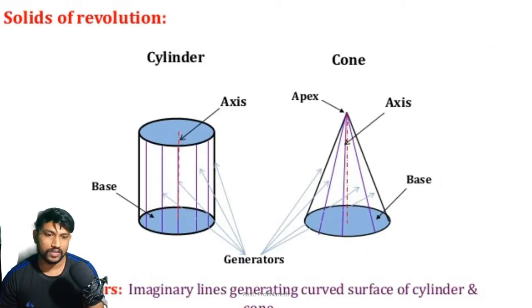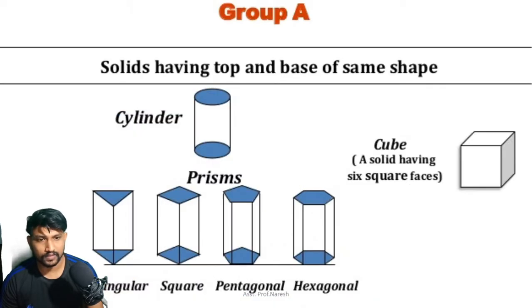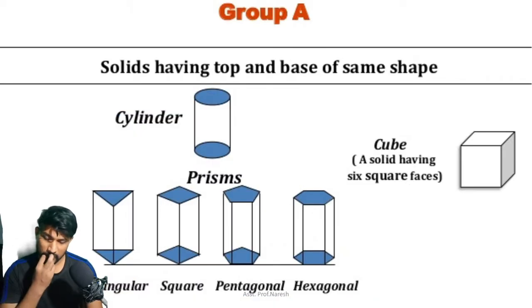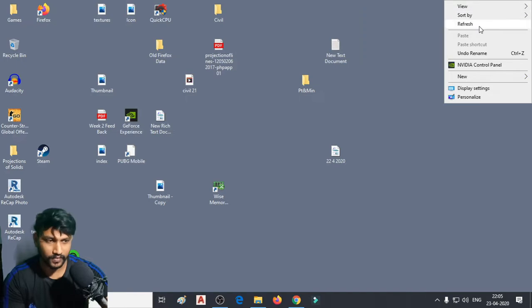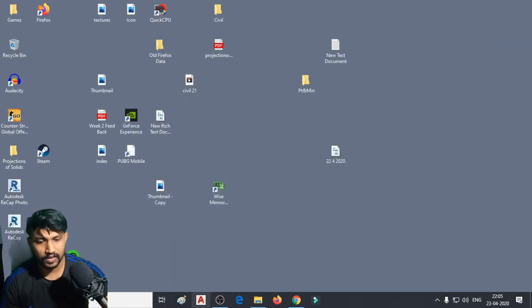Solids of revolution, these are somewhat similar to what we have talked about earlier: axis, base, top, apex. So let me jump into AutoCAD and show you the difference between these pyramids and prisms and the solids of revolution.